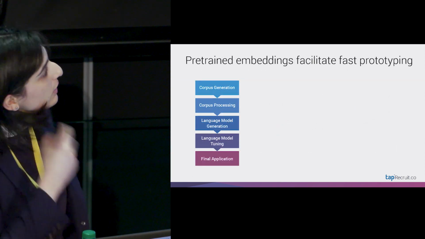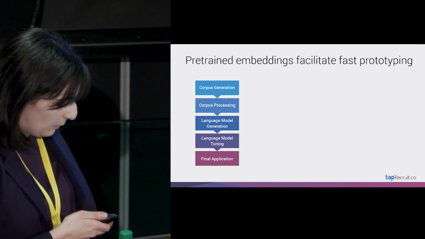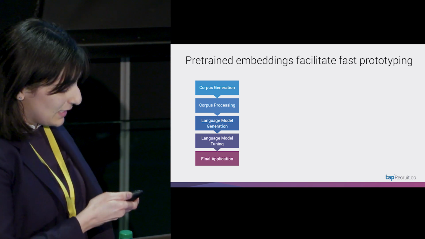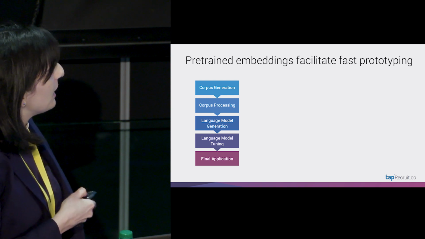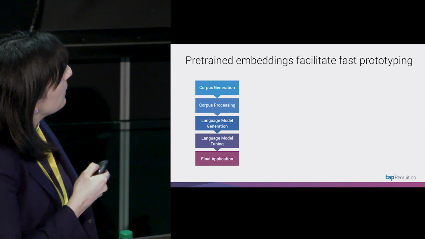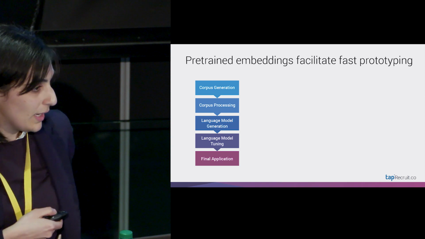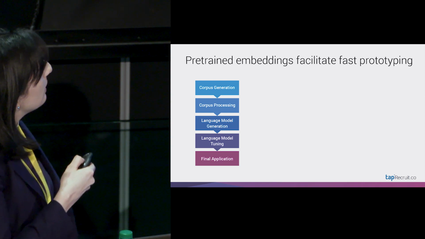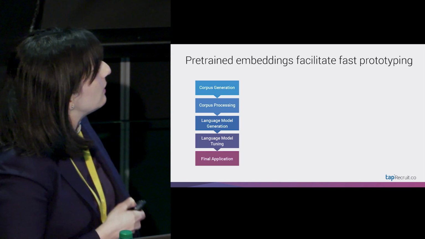And what's made this a really impressive and very powerful technique is that, going from corpus generation to final application, we've got a whole bunch of pre-trained models. The pre-trained embedding models basically cut you through this whole process, and they're ready to go right now, and you can put them into your final application. So you don't have to go through these long-winded processes of corpus generation, processing, and language model generation.